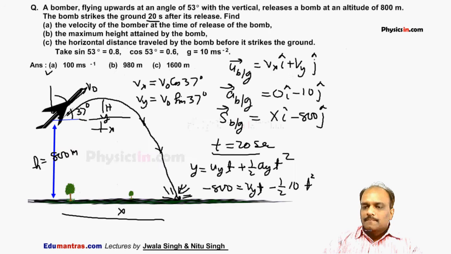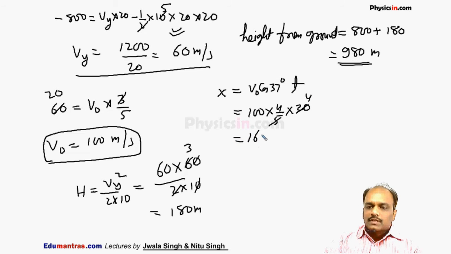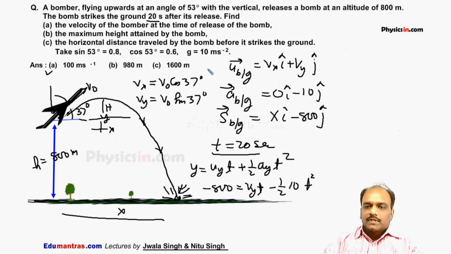Now the next question is the horizontal distance traveled by the bomb before it strikes the ground. For horizontal distance, the horizontal distance x is ux into t. We know ux is v naught cos 37. So v naught is 100, cos 37 is 4 by 5, and time we know is 20. So it is 4 into 4, 16, that is 1600 meter. This is the horizontal distance. This is our third answer.